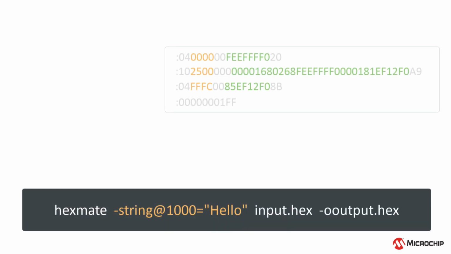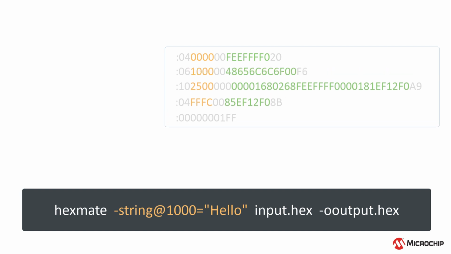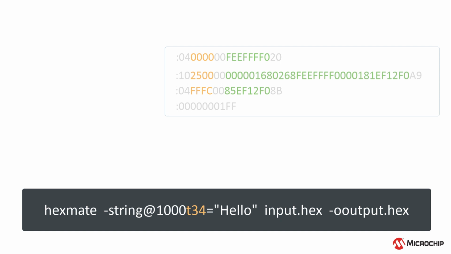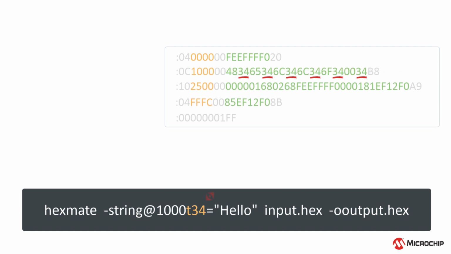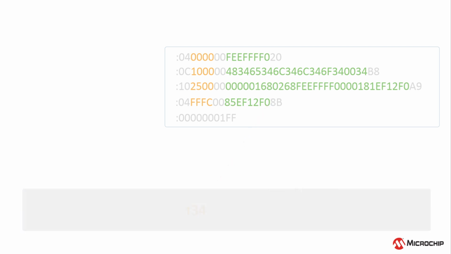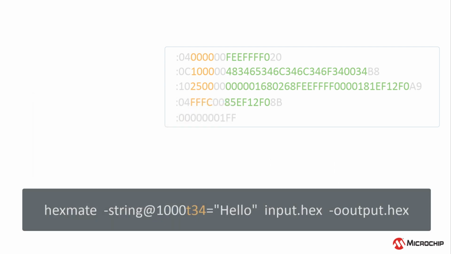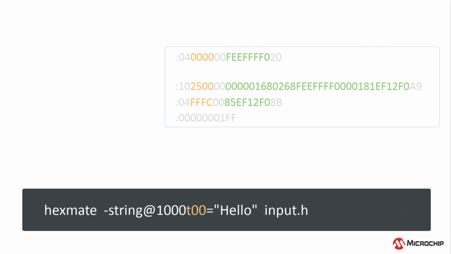Hexmate's dash string option can insert ASCII strings rather than a serial number into the hex file. This Hexmate option, along with several others, allows you to specify a trailing value that is placed after each byte of data generated by the option. You might use a trailing value to allow each character of the string to be encoded into a mid-range PIC RETLW instruction, or to accommodate phantom bytes when working with 24-bit PIC or dsPIC devices.